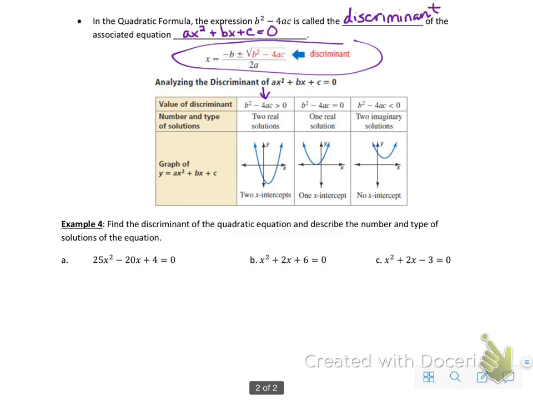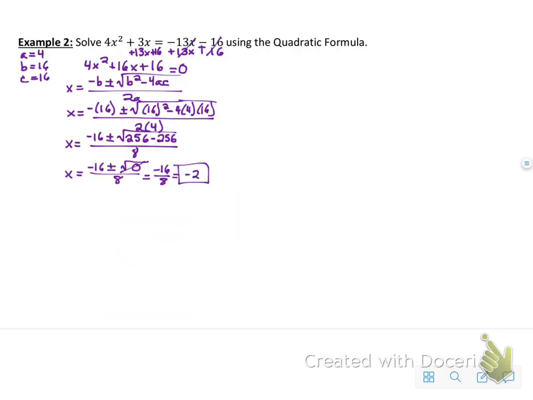If you have it equal to 0, then you will have one real solution. And that's true in example 2. In example 2, under the radical, we ended up with 0. And that's what it's talking about, that part under the radical. So when we solved it, we had negative 16 over 8, which gave us negative 2. That was one number. There's no plus or minus. It was just negative 2.